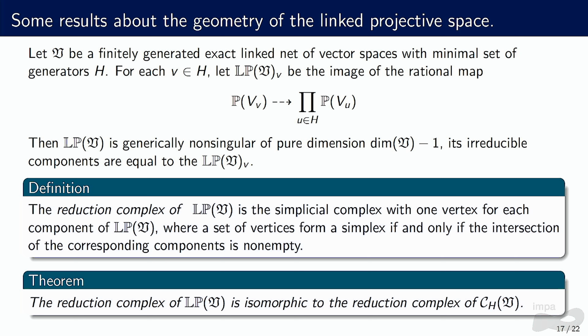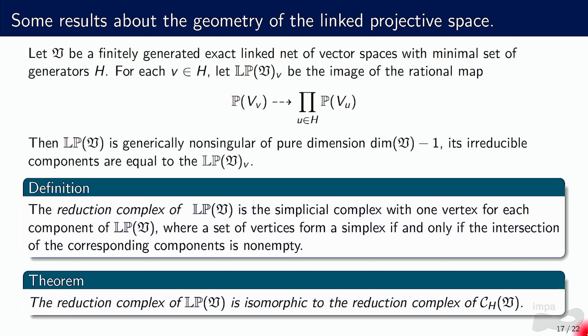Now, let me relate this to the linked Grassmannians of these representations. We know from the work of Esteves, Vital, and Santos that the irreducible components of the linked projective space are the images of these rational maps. We know that this is generally canonically singular of pure dimension, the dimension of the representation minus 1. So we show that the reduction complex of the linked projective space is actually isomorphic to the reduction complex of the polyhedral tiling. So the combinatorics of the intersection of the components are actually controlled by this tiling.